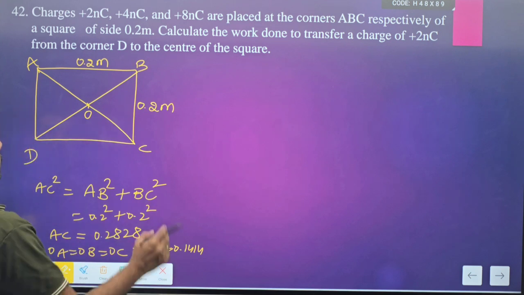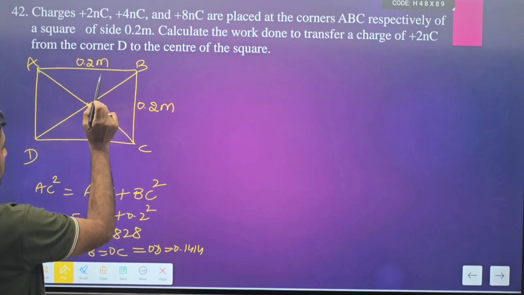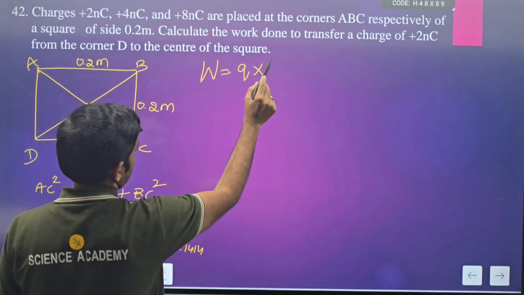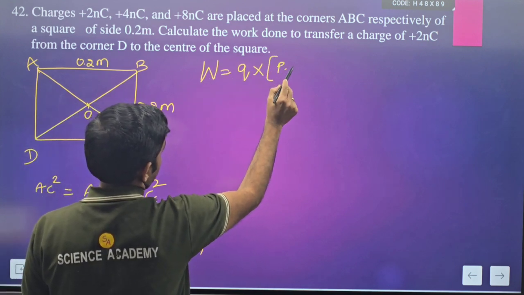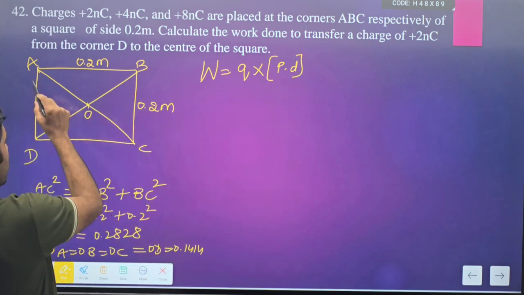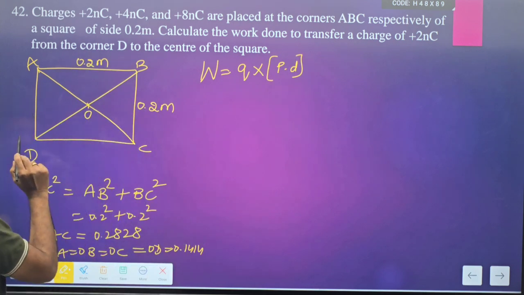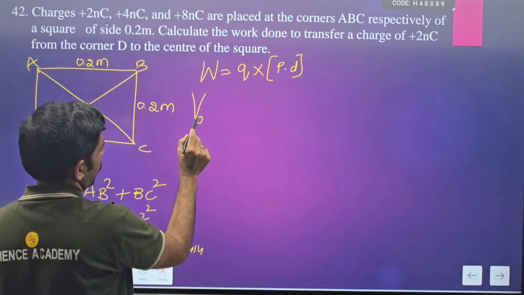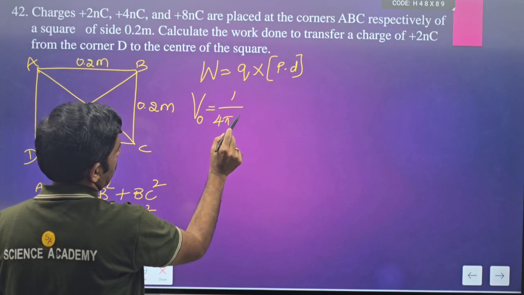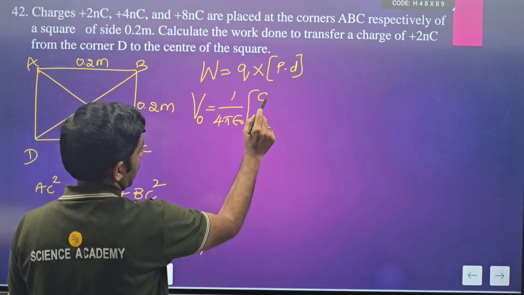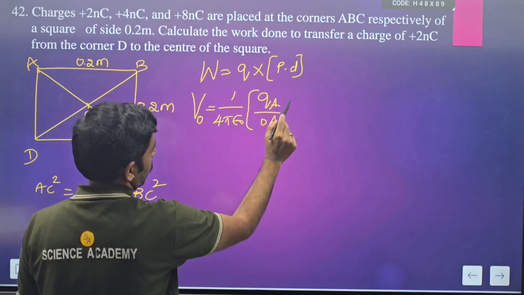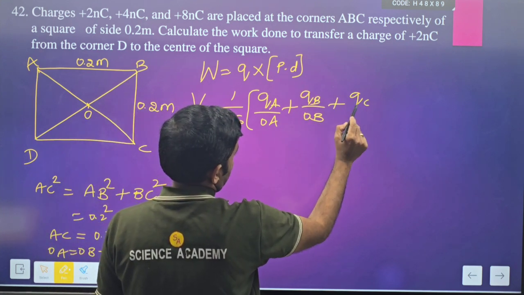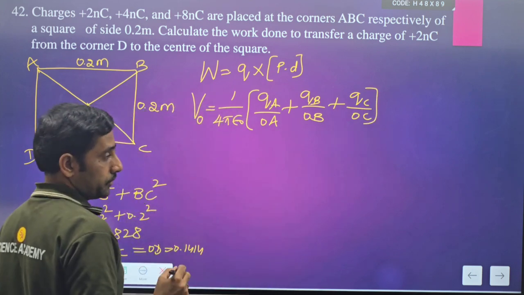Anyhow, you have a calculator. Now, you have to find the potential difference. This is the main formula. Work done is nothing but charge moved into potential difference. That is potential at O due to the ABC charges, minus potential at D due to these 3 charges. Okay, so potential at O is 1 by 4 pi epsilon naught into charge at A divided by OA plus charge at B divided by OB plus charge at C divided by OC.